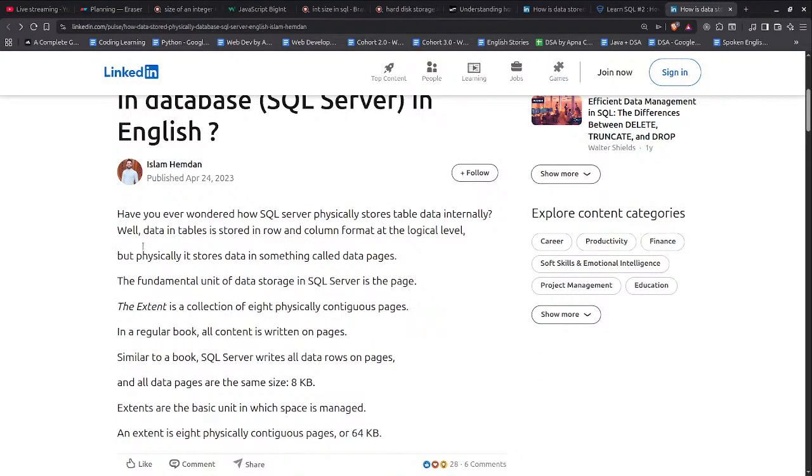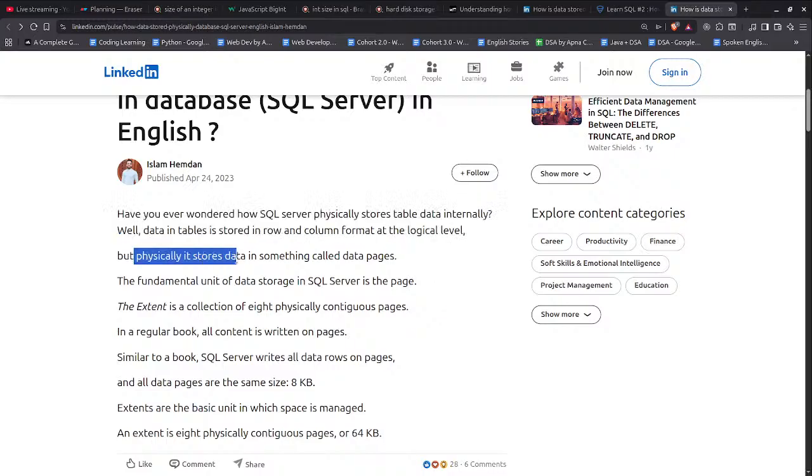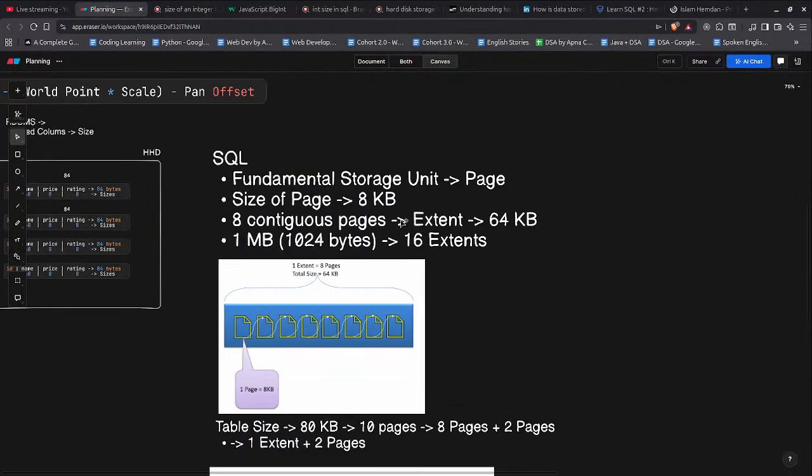So have you ever wondered how SQL Server physically stores table data internally? Well, the data in tables is stored in row and column format at the logical level, but physically it stores data in something called data pages. Okay, that's fine. They are actually the data pages that we just simply wrote here. So when it comes to this particular section, the fundamental unit of storage is the data page. Okay, coming back to this.